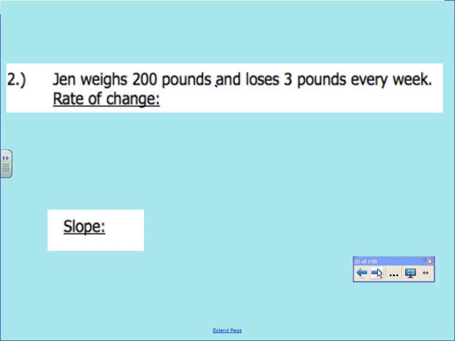Okay, second one. Jen weighs 200 pounds and loses 3 pounds every week. Let me do this a little bit differently. Let's start here. Can someone tell me what is X and what is Y in this problem? Brianna. Okay, so pounds. What? Oh, wait. You said X is pounds?